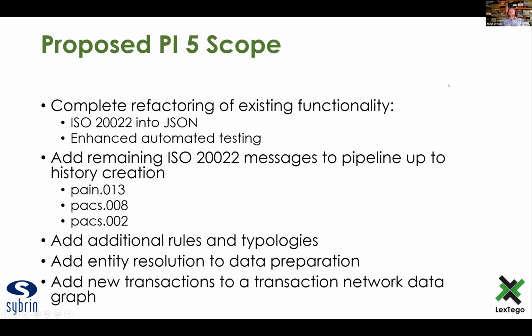So that would conclude all of the work that we did in PI4. As you can see, some of those things are still in progress, and we'll be bringing them forward into PI5 to complete. We aim to have our end-to-end with all of the automated testing and then all of the refactoring of the ISO 20022 message in the compact JSON format complete within the next couple of sprints. And then from then, we're focusing mostly on the content.